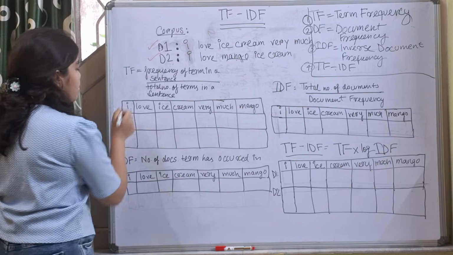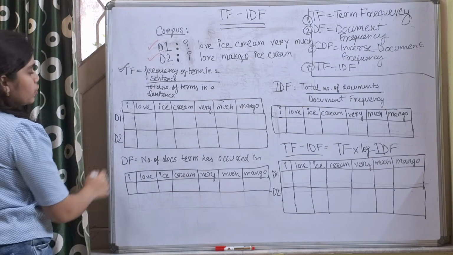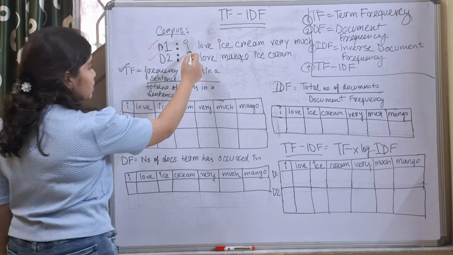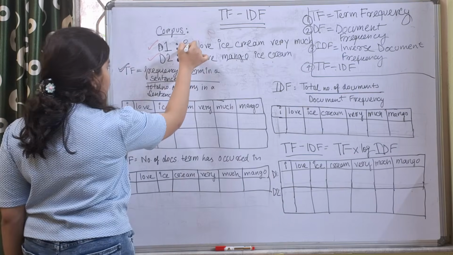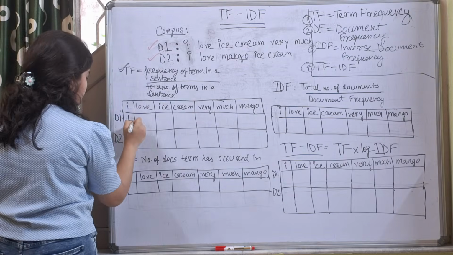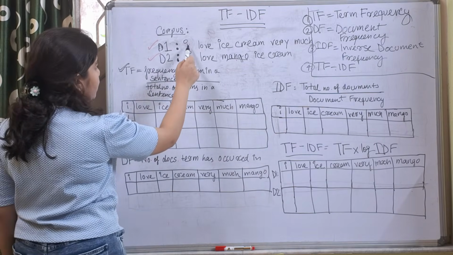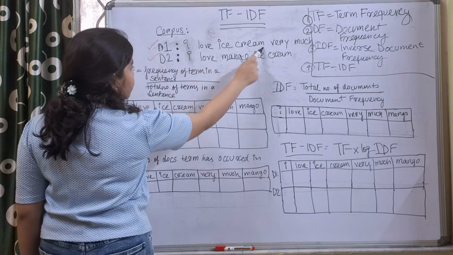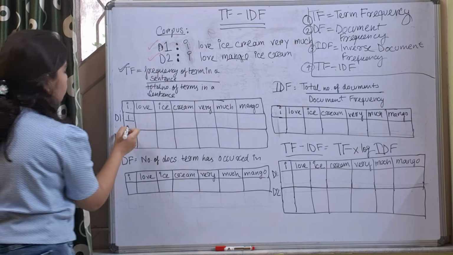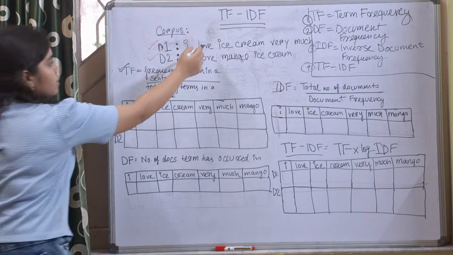Now first we have I. So frequency of term in a sentence. Here, document 1. In this particular sentence I occurs 1 time. So frequency of I is 1 by total number of terms in document 1: 1, 2, 3, 4, 5, 6. So 1 by 6. Similarly for love, it occurs 1 time.